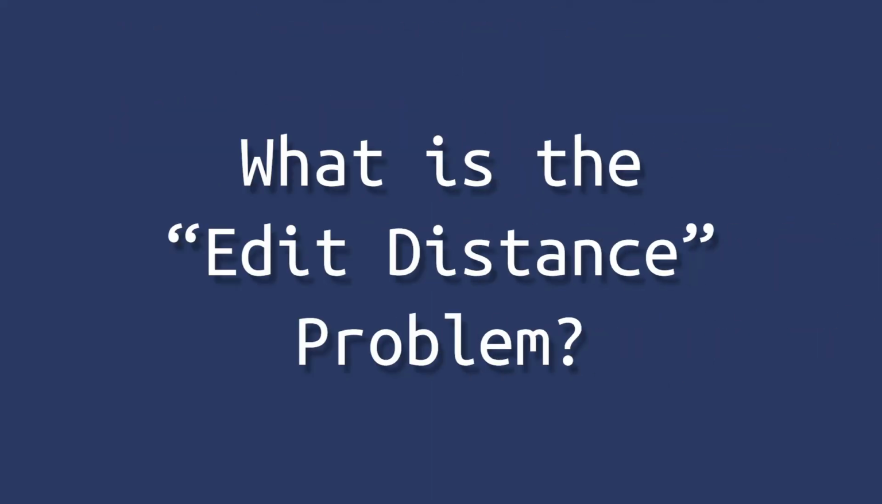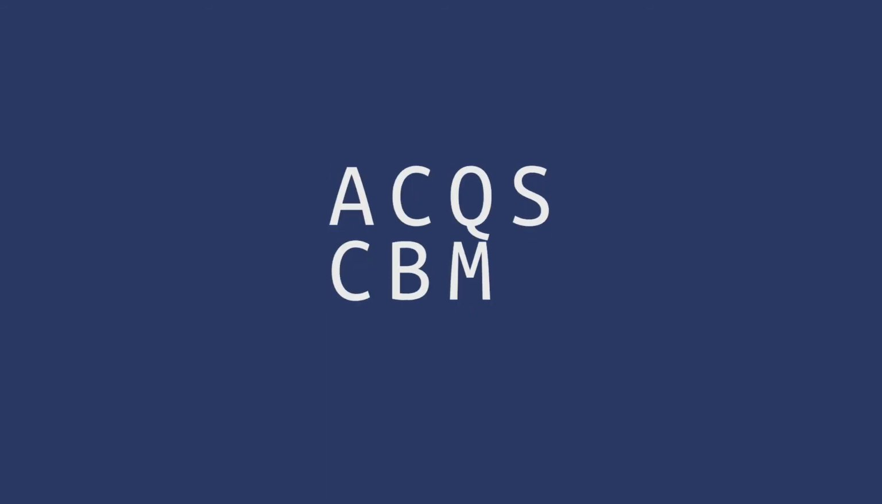The edit distance problem is a problem where you are given two strings and are asked to measure how different they are using some metric. For today's example, we will be determining the minimum cost of aligning two sequences of DNA.